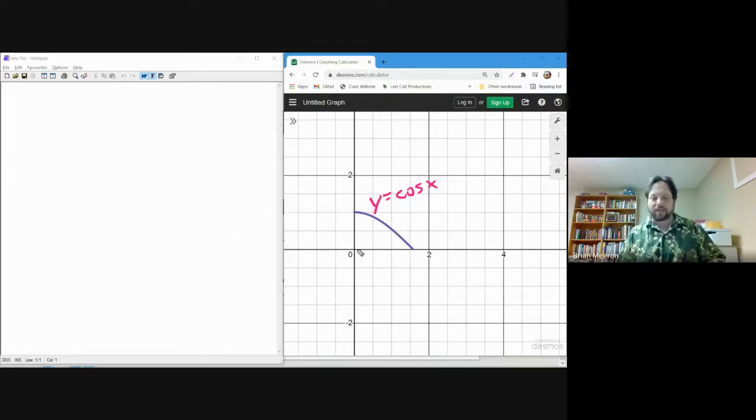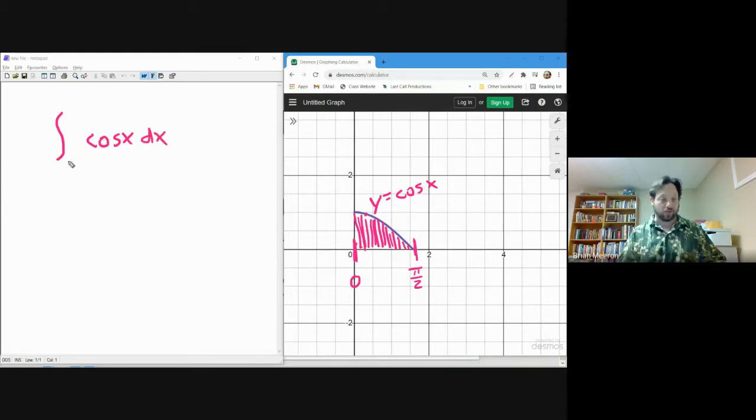All right, clearly I'm starting at 0, and it's not very clear here, but I am going up to pi over 2. Of course, the cosine of pi over 2 is 0. So really what I'm trying to find is the area of this first hump, if you will, of the cosine graph. All right, well, let's take a look. We're going to do the integral of cosine x dx, starting at 0, going up to pi over 2.